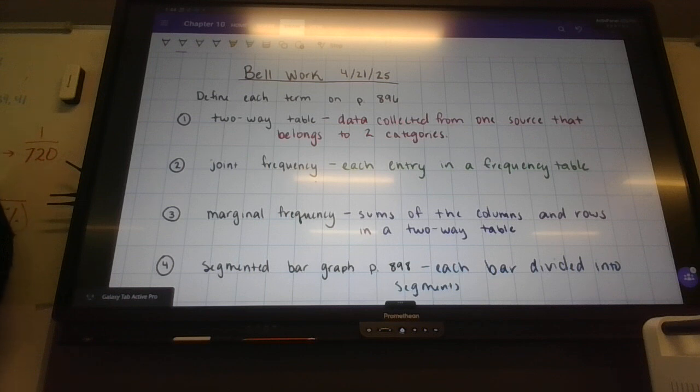Alright, a two-way table is data collected from one source that belongs to two categories. The vocabulary: a joint frequency is every entry in a frequency table. A marginal frequency actually adds up the columns and the rows. And a segmented bar graph is, instead of the bar representing one whole category like they traditionally do, a more advanced bar graph will have it broken into two parts, sometimes even three parts.